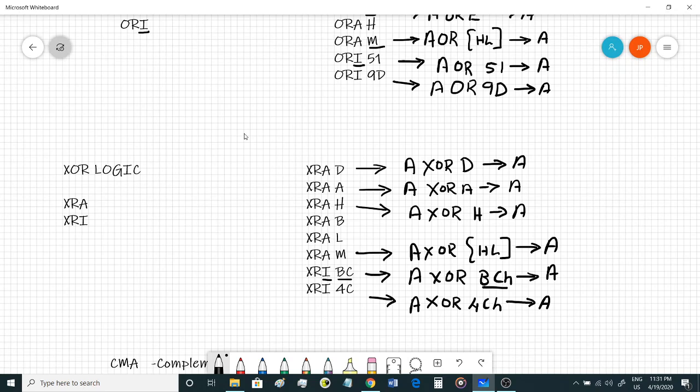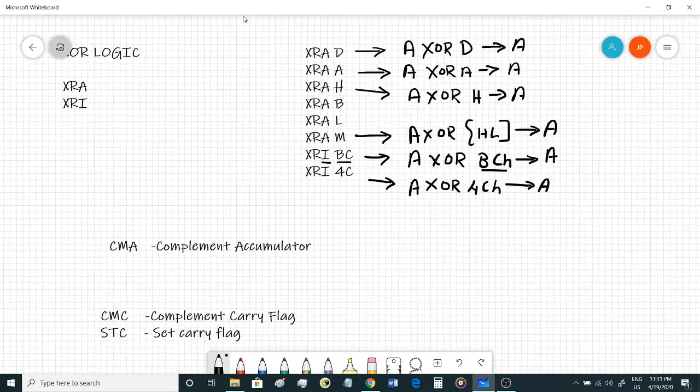There are 3 logic gates: AND gate, OR gate and XOR gate. You can also make NAND, NOR and XNOR gates using a very simple instruction called complement accumulator. Once you have done an AND operation, if you do complement accumulator, what happens? You will get NAND gate. Now CMA stands for complement accumulator. What happens? Each bit of accumulator will be complemented. Whatever is the data that is there in A, each and every bit gets complemented. If there is a 1, it becomes 0. If there is a 0, it becomes 1.